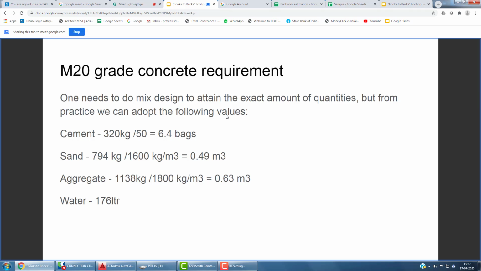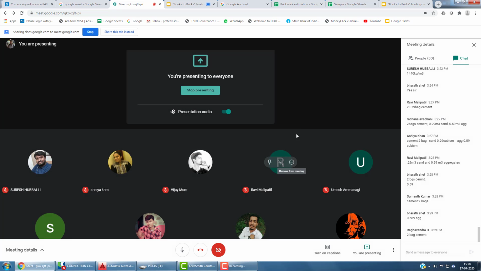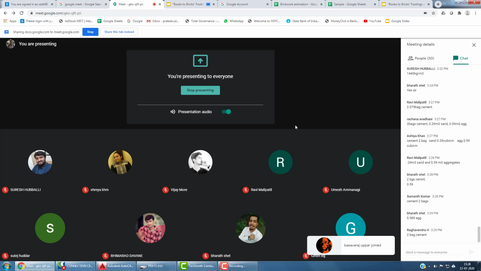Please note that below M20 you are not allowed to place reinforced concrete. Footing is a reinforced concrete element, a structural element. You are not allowed to put concrete below M20. So what do you mean by M20?